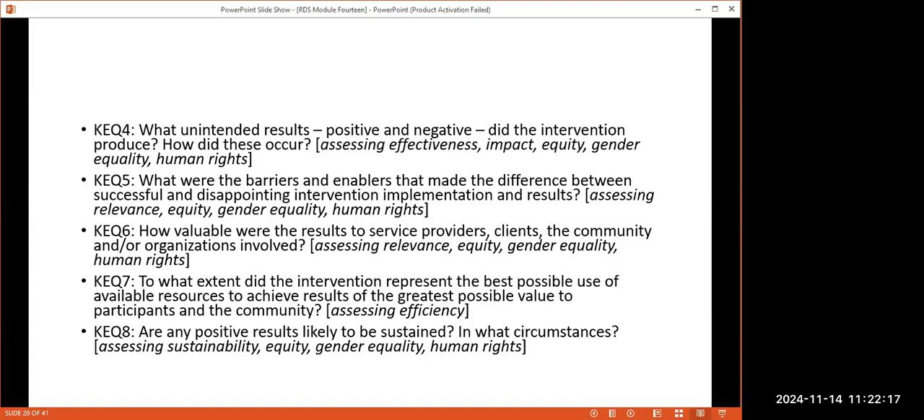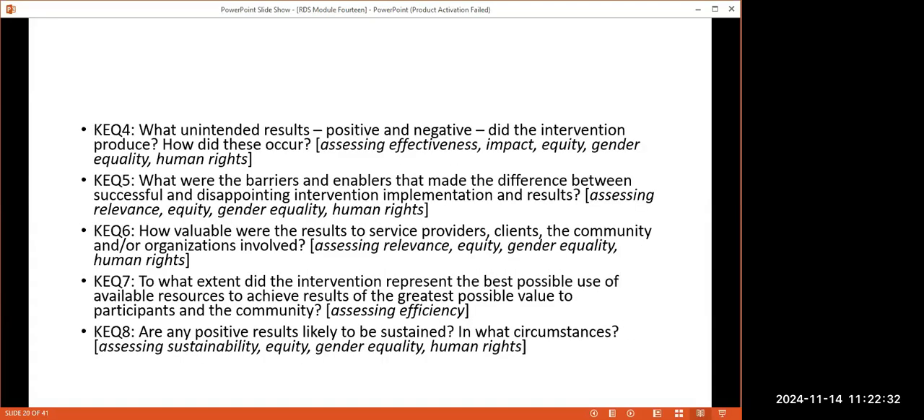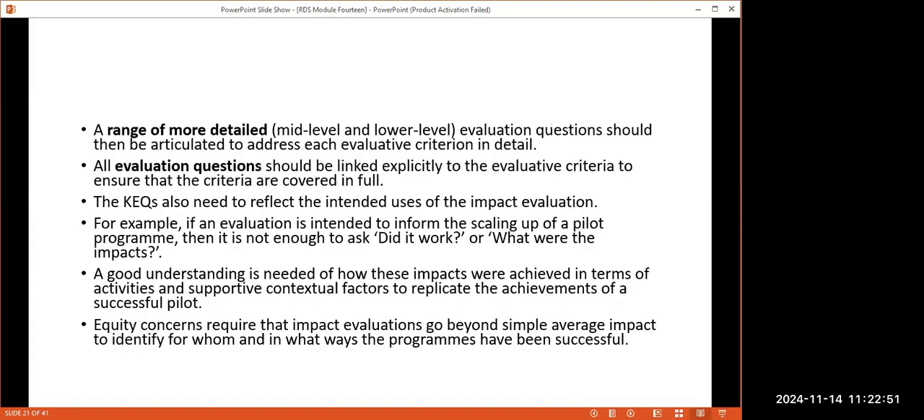Now, normally, once these questions have been asked, you have what we call detailed mid-level evaluation questions. So you do not ask your respondents these questions as broadly as they are. They are broken down, maybe one on effectiveness, another one on impact, that kind of thing. So there are smaller sub-questions that are asked.